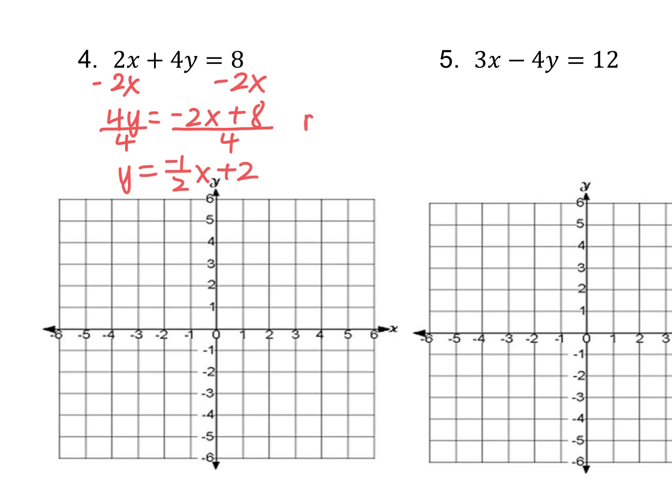So then my slope is what? Negative 1 over 2. Down 1, right 2. Okay. And then our y-intercept is at 2. So we start at 2. And then we go down 1, right 2, down 1, right 2.